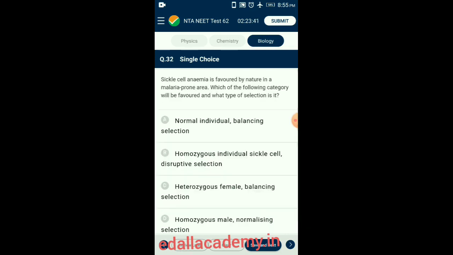Question number 32. Sickle cell anemia is favored by nature in a malaria prone area. Which of the following category will be favored and what type of selection is it? Balancing selection refers to a number of selective processes by which multiple alleles, different versions of the gene, are actively maintained in the gene pool of a population at frequencies greater than that of gene mutation.